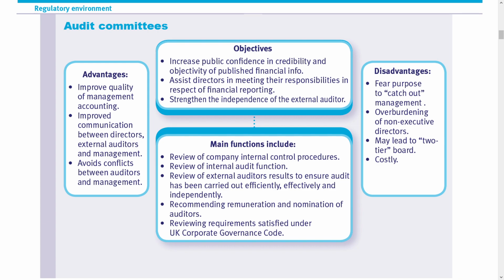Next, overburdening of non-executive directors. Non-executive directors are overburdened because audit committees are made up of non-executive directors. So their role is now overburdened. They have to do lots of work now. Third, it may lead to a two-tier board. Why two-tier board? One is the audit committee, the other is the normal executive board. So it becomes a two-tier board, and the last one is cost. It's very costly to have audit committees and all.